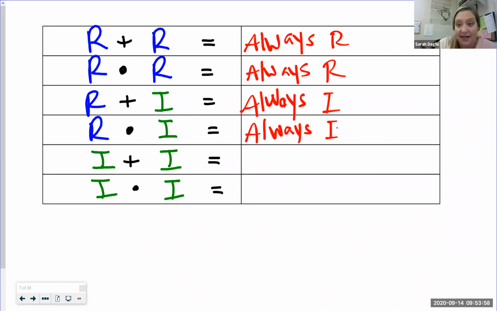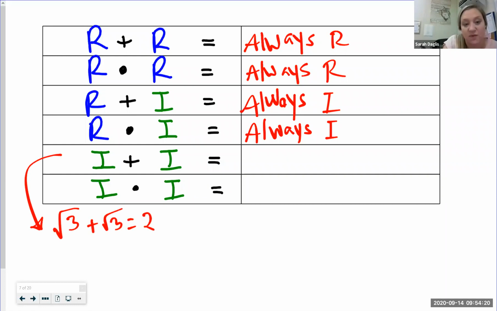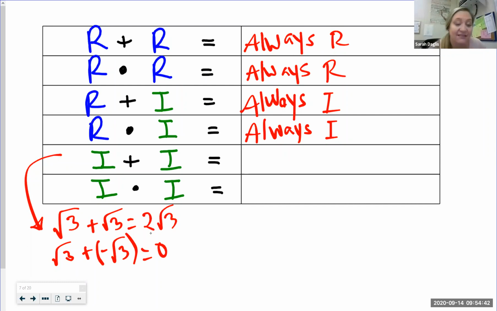If I am adding two irrationals, let's think of two irrationals. What if I did square root of 3 plus square root of 3? Well, that just gives me 2 square root 3, right? So that's irrational. But what if I added a negative? What if I did square root of 3 plus negative square root 3? That's the same thing as saying square root of 3 minus square root of 3, which is just going to give me a 0. So when it comes to adding, looks like I could get either one as an answer.